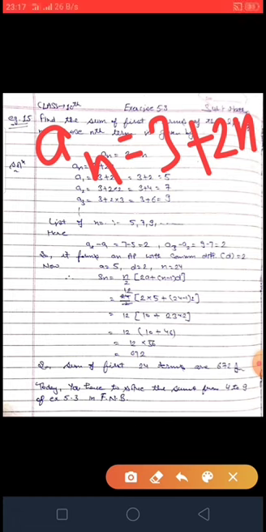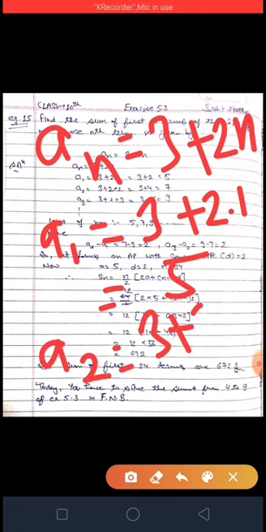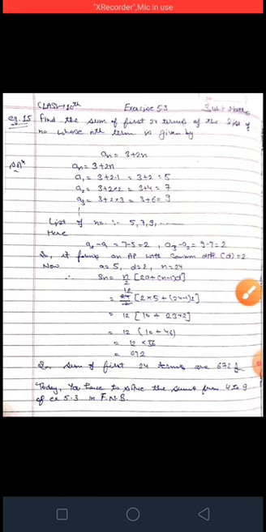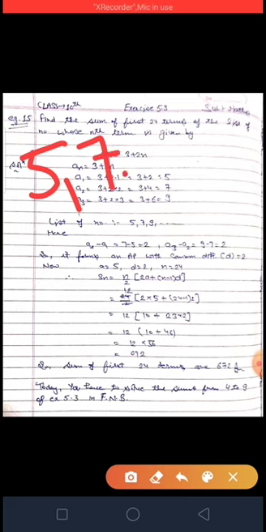Clear? Put n is equal to 1, it will become 3 plus 2 into 1, that is 5. When you put n is equal to 2, it will become 3 plus 2 into 2, that is 3 plus 4, that is 7, and so on. When you put 1, 2, 3 and so on in this nth term, we will get the list of the AP, that is 5, 7, 9 and so on.